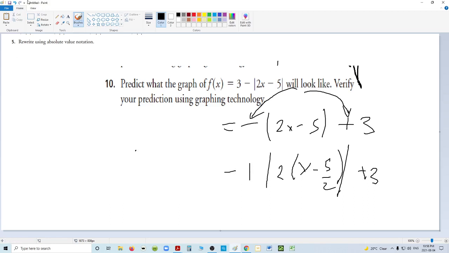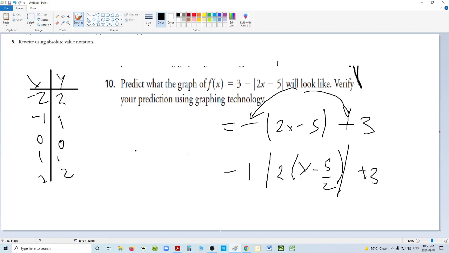So let's look at what's going on. So here's a graph. Here's the table of normal values, x, y, when x is minus 2, minus 1, 0, 1, 2. Y is 2, 1, 0, 1, 2. So all my y values must be multiplied by minus 1 and then add 3. So my new table of values is this. Do the y values times minus 1, then add 3.